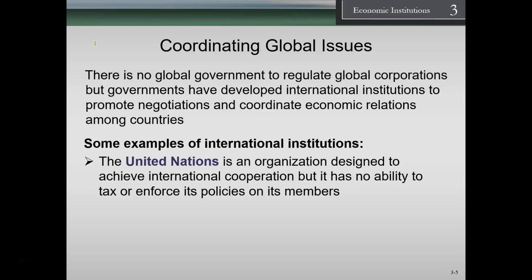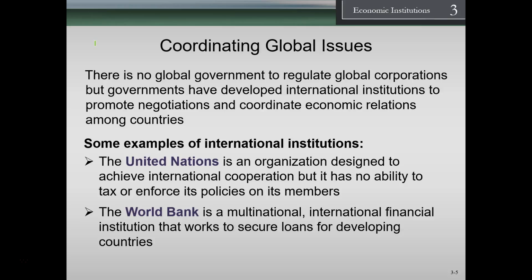So, some examples of international institutions. The United Nations is an organization designed to achieve international cooperation, but it has no ability to tax or enforce its policies. Many of these types of organizations, however, do not have a lot of power to enforce the agreement. So there's a lot of negotiating power. It's good to get together and talk, but some of the enforcement may not be as strong in some of these organizations. The World Bank is a multinational international financial institution that works to secure loans for developing countries.